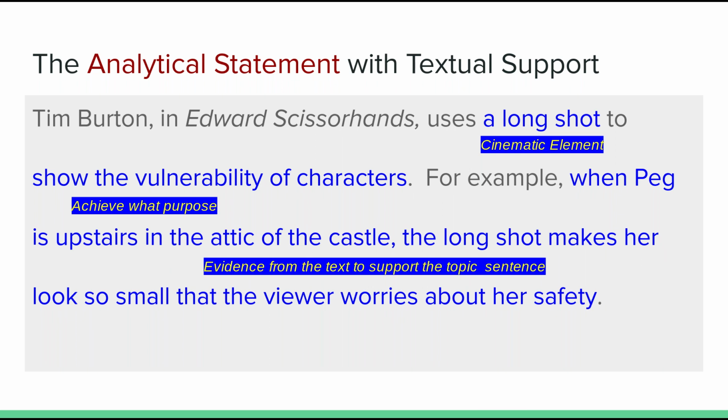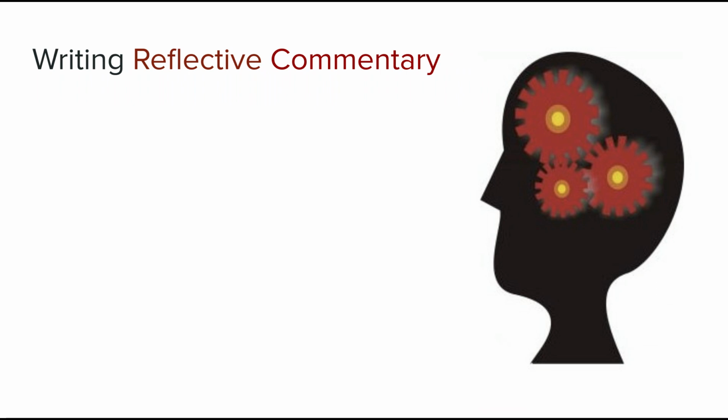But with every piece of evidence has to come an explanation. In the perfect paragraph, you have three details, which would be three pieces of evidence, three specific moments from the film that you want to talk about. But right after each piece of evidence, you need to write what's called reflective commentary.